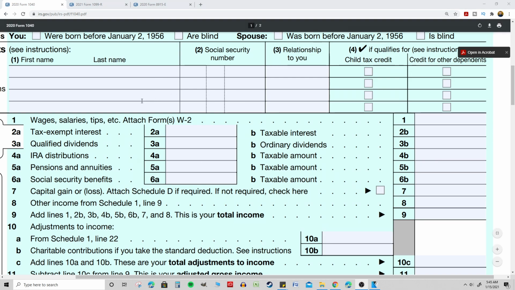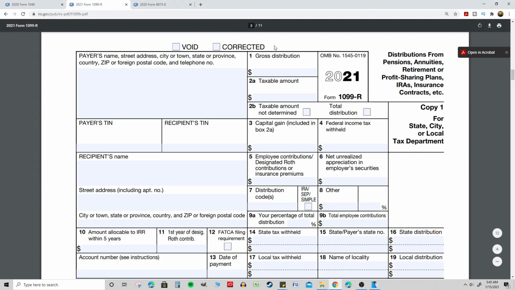Now, the way you begin to get numbers for this area of your return is from a form called a 1099-R. 1099-Rs are generally known for reporting retirement distributions. I know this says 2021, just ignore that. The form you're going to receive is going to show 2020, because this is just the newest version of the form the IRS has released.